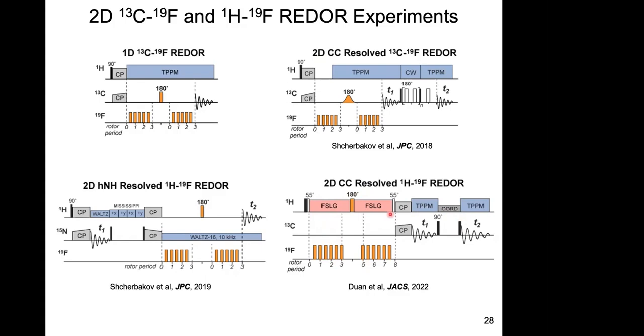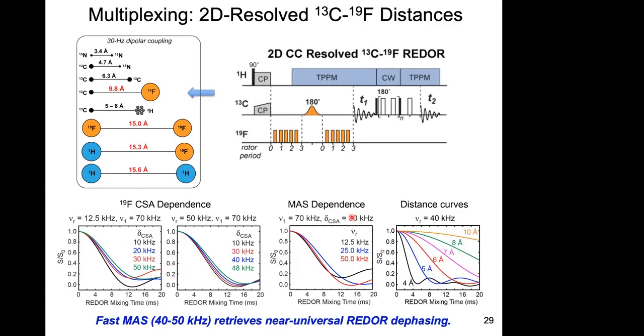So maybe I'm at 20 kilohertz. If I'm not spinning fast, then I need to worry about how to remove the proton homonuclear coupling. So that's a summary of the techniques, but here I go into a little bit more detail.